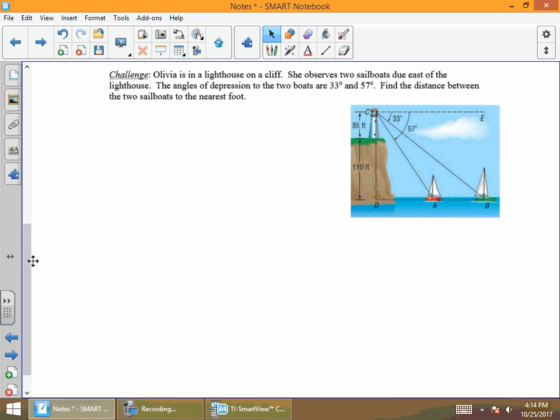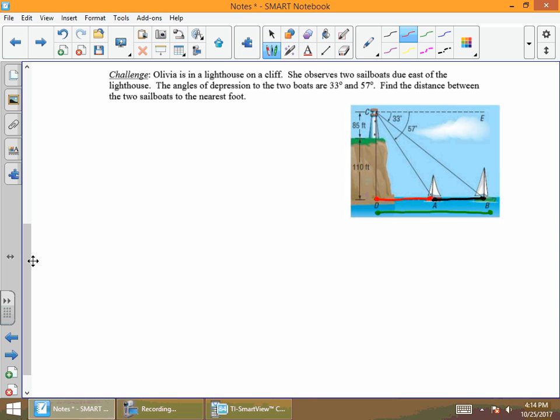So let me show you, the distance I want is this distance from A to B. In order to find that, I'm actually going to find the distance from D to A first. Then I'm going to find the distance from D all the way over to B, and then I'll subtract those two distances. That will leave me that black line distance. So let's find that red line distance first.